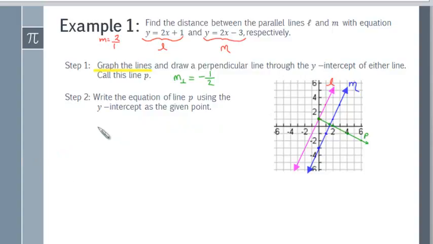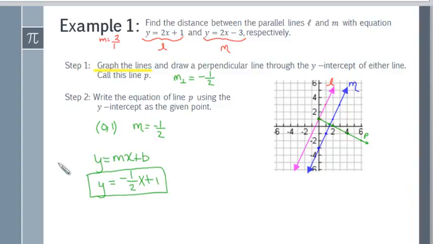And I can write the equation of that line, because I know the y-intercept is (0, 1) and the slope is negative 1/2. I can use the slope-intercept form to write the equation of that perpendicular line. That would be y equals negative 1/2 x plus 1.